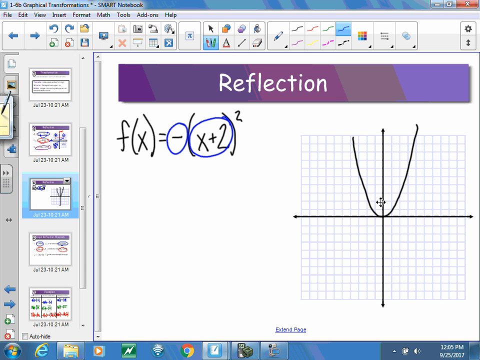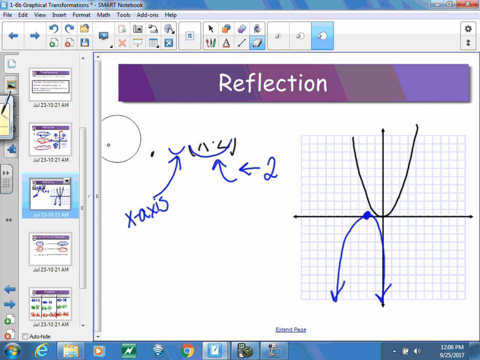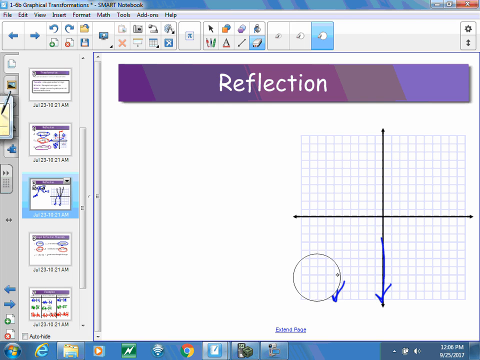The inside change of x plus 2 tells us that I'm shifting my graph to the left 2 units. This negative over here is telling me that we're going to reflect this over the x-axis. So shifting it over 2 units and flipping it over the x-axis is going to make our graph open down and be over to the left. So that changes it up a little bit. Okay, let's try another one.